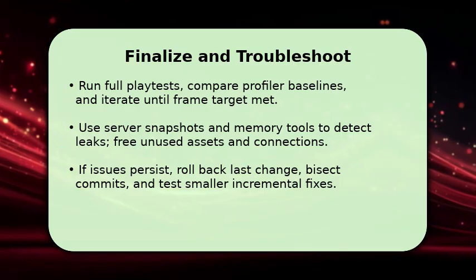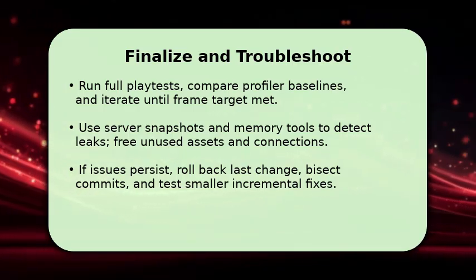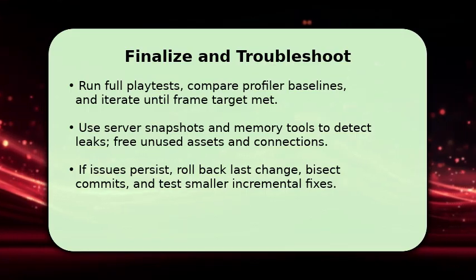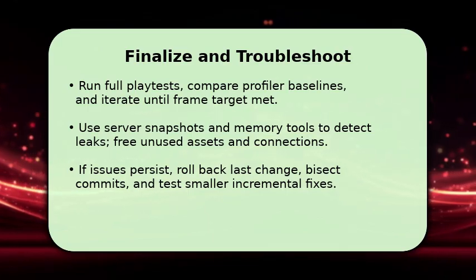If performance worsens, roll back the last change and bisect recent commits so you can pinpoint the culprit. Make sure to iterate in small steps and keep measuring. Small, measured changes are how you safely reach consistent performance.